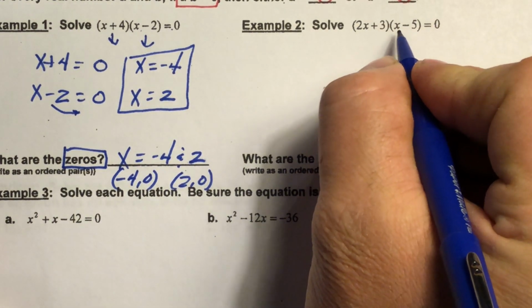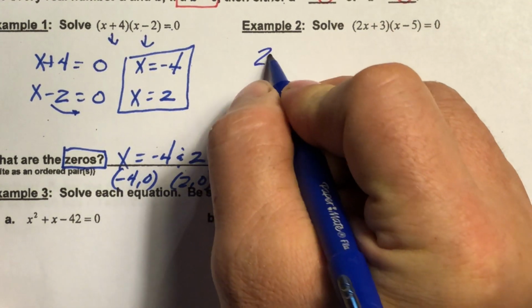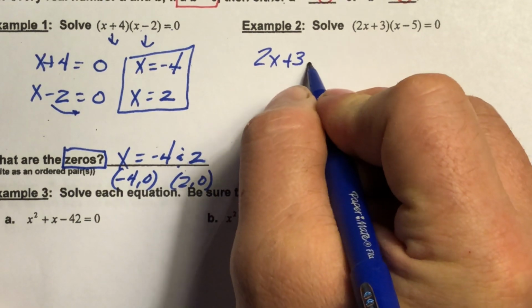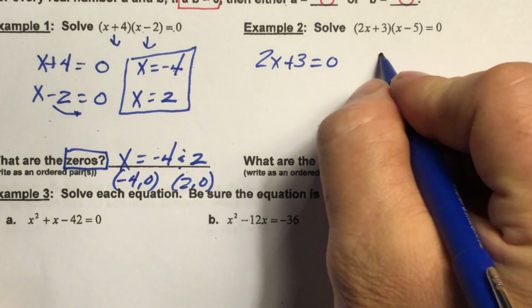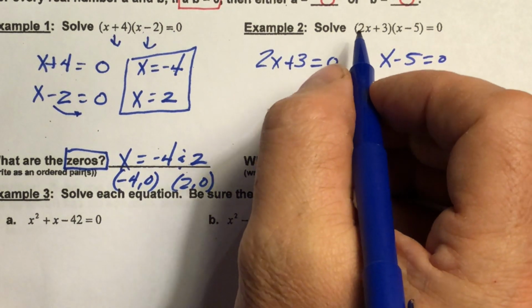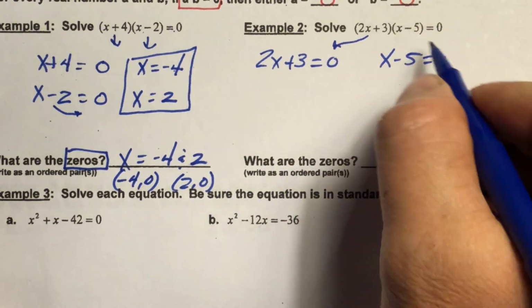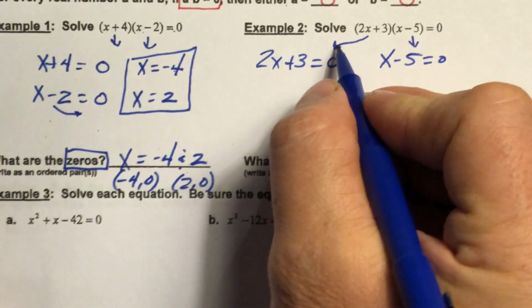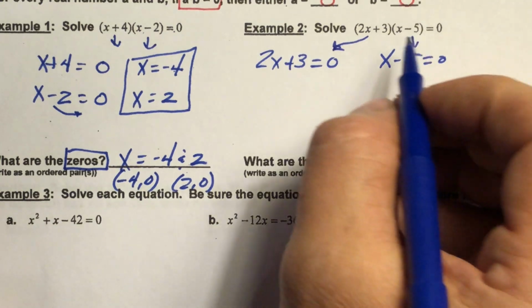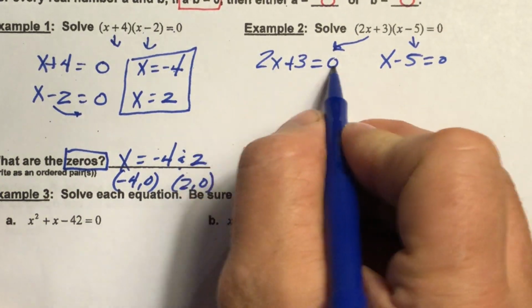2x plus 3 times x minus 5. I'm going to take each factor, 2x plus 3, set that equal to 0, and x minus 5 equal to 0. We'll do this over and over again. This is why I get frustrated a month from now or next year in Algebra 2 when you guys still don't know how to do this. It's pretty simple.